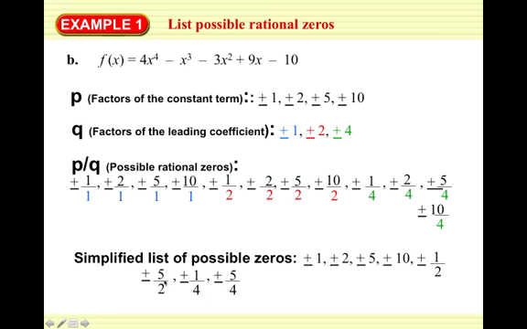Plus or minus 5 halves is reduced, so it gets written down. Plus or minus 10 halves is plus or minus 5, and we already have that, so we don't need to write that down. Plus or minus 1 fourth, that's new. Plus or minus 2 fourths reduces to 1 half, which we already have written down, so we don't need to write it again. Plus or minus 5 fourths, that's new, so we write that down. And then plus or minus 10 fourths reduces to plus or minus 5 halves, and we already have that. So if there is a rational zero for f of x, it is one of these values.